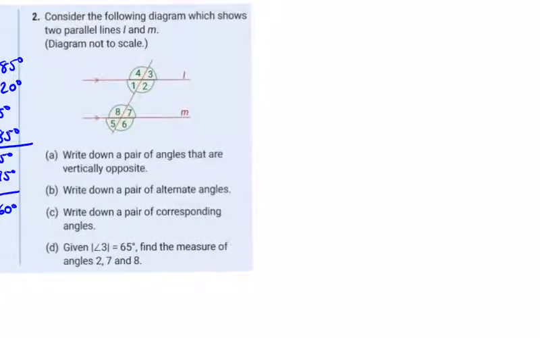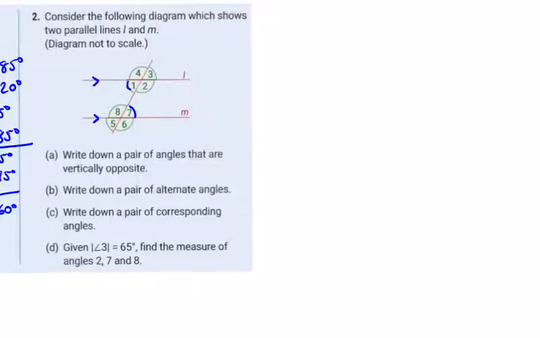So consider the following diagram, which shows two parallel lines, L and M, and here's my parallel symbols. The diagram is not to scale, which they rarely are in these questions. Write down a pair of angles that are vertically opposite. These questions are just too easy for you guys now. 1 and 3, 2 and 4, 6 and 8, just pick your one. 1 and 7 jump out at me, that's what I'm going to pick.